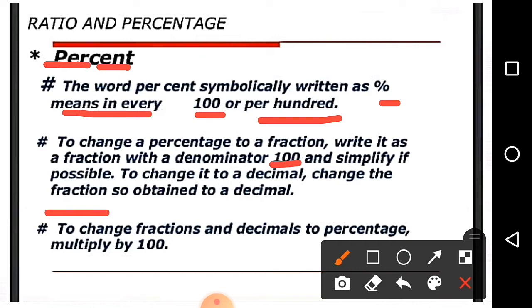To change fractions and decimals to percentage, we have to multiply by 100. So remember that whenever you want to convert to percentage, if any fraction is given to you and you want to convert it into percentage, you just have to multiply by 100. If any decimal number is given and you want to convert it into percentage, again you need to multiply by 100.